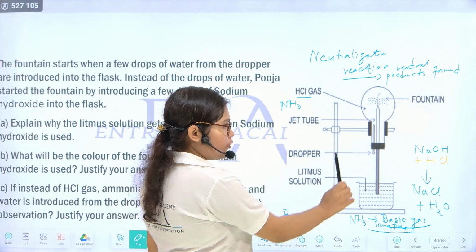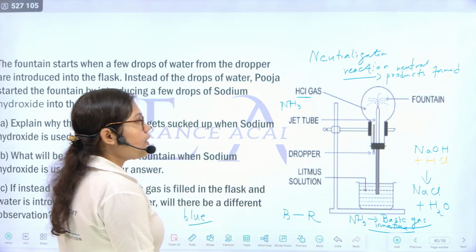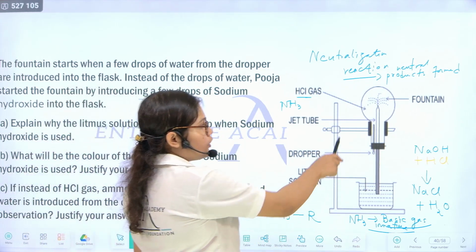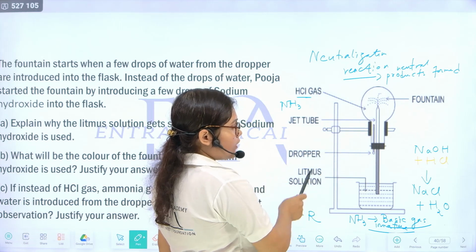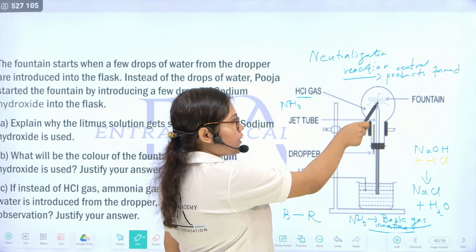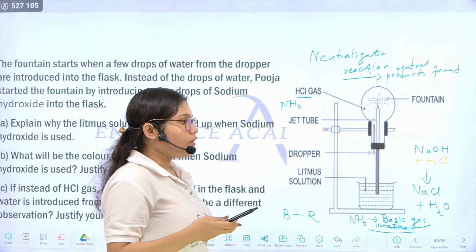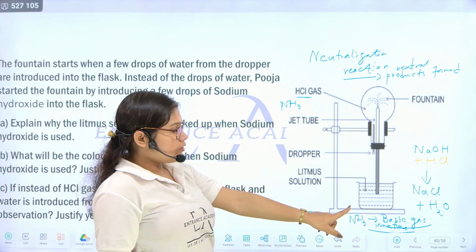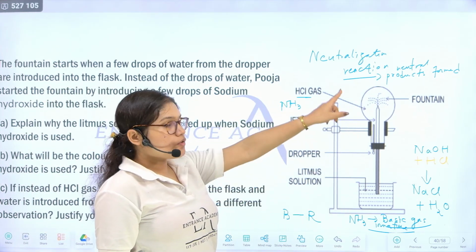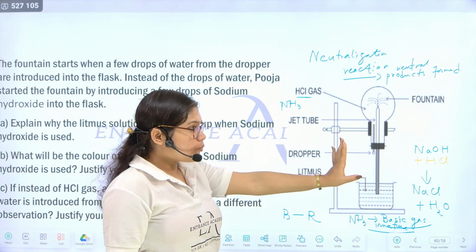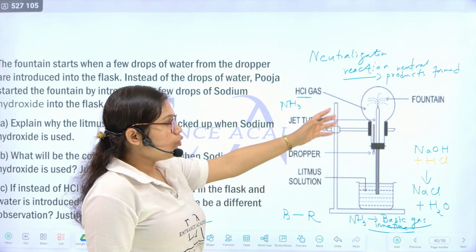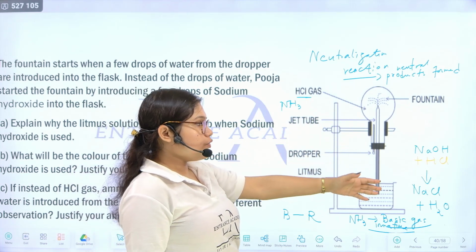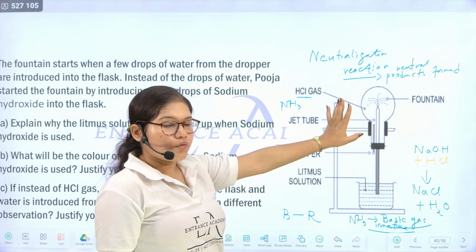If blue litmus solution is present, this is the fountain experiment where you use a jet tube, a dropper, and litmus solution. Different kinds of gases, basic or acidic, can be used. HCl is acidic, so it turns the blue litmus red. If instead of HCl we use ammonia, which is basic in nature, there is no change in color. The blue solution stays blue. The fountain color will be blue.